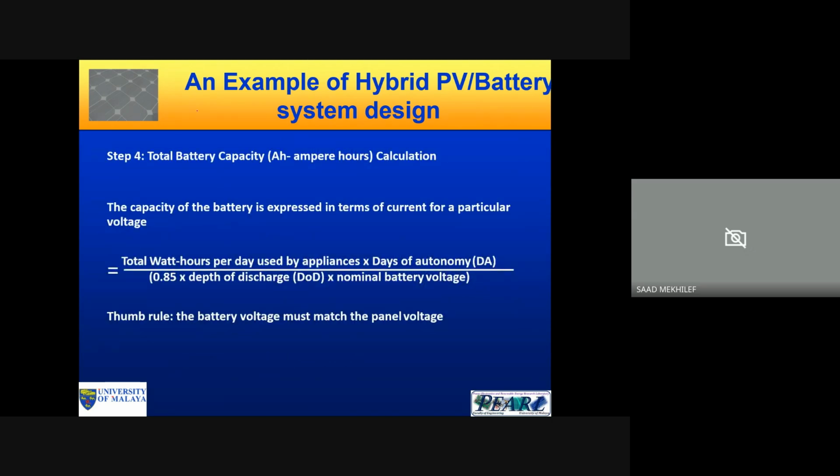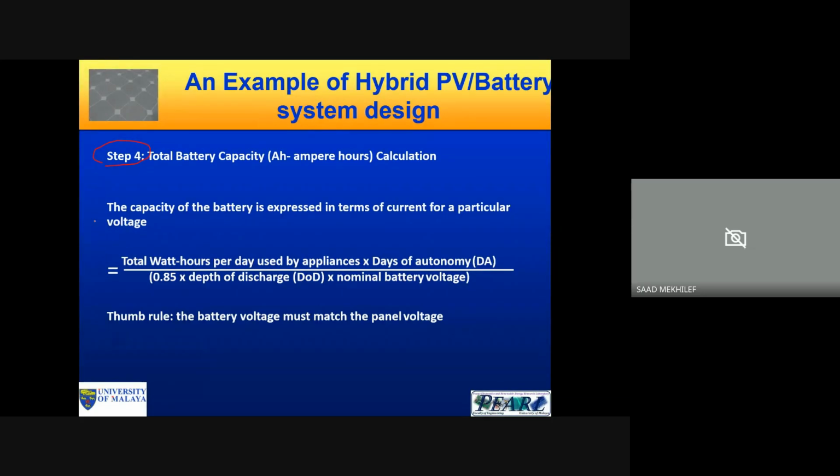And now the fourth step is to calculate the battery capacity. What will be the battery required? The capacity is expected in terms of current, for a particular voltage. The voltage we can manage in series. For example, if we operate at 48 volts and we have a battery of 12 volts, we need 4 of them. If we operate at 24 volts, we need 2 of them in series. But what we are interested in calculating is the number in parallel, the AH.